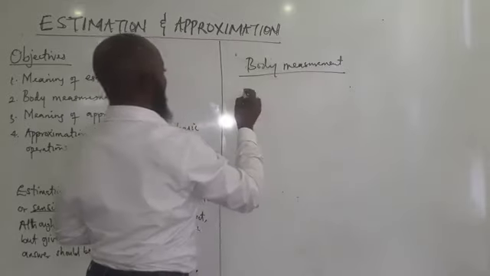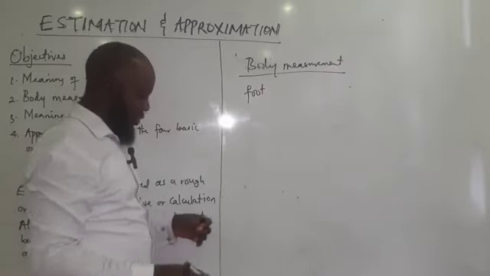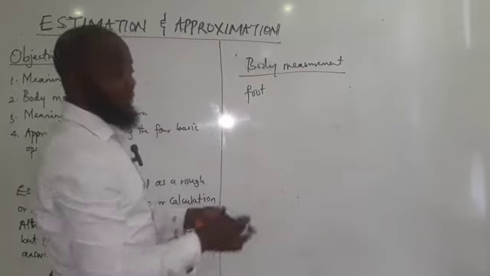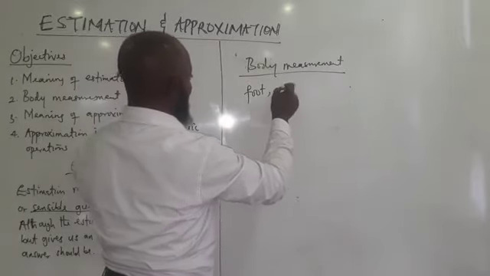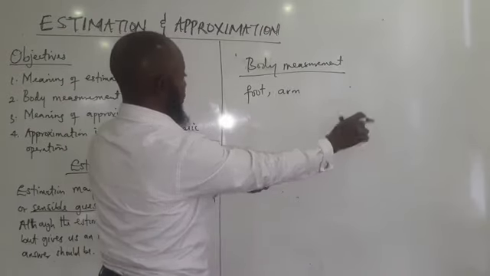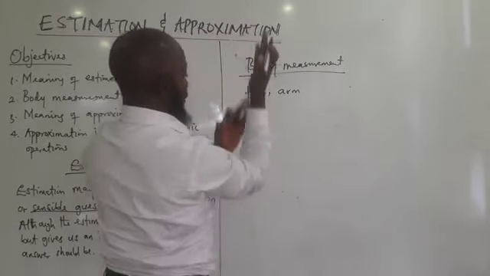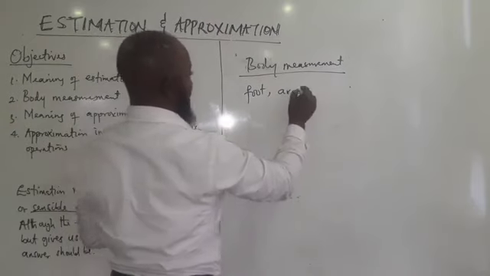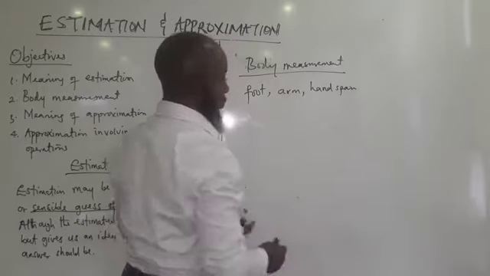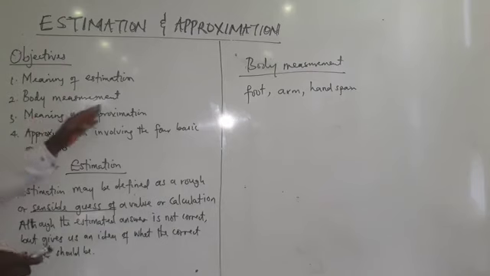So we can use our foot. You can use your foot to measure, one foot, another one like this, to measure the length of something. You can use your foot, or you can use your arms. You can use your hand to measure from here to this place, pick it again and measure it. Once you know the length of this one, you can use it to estimate. You can use your hand span as well to measure anything, and so on and so forth. So that is what body measurement is talking about.